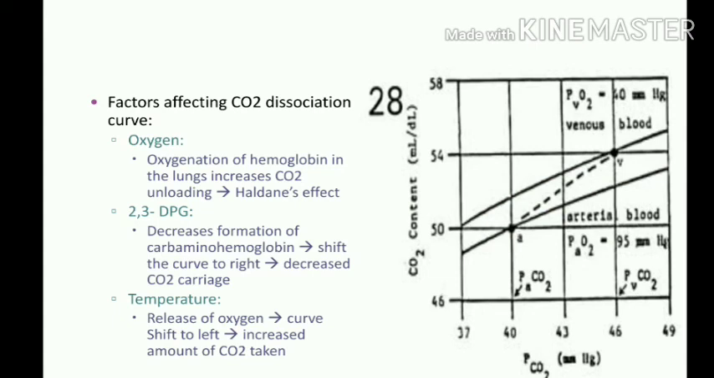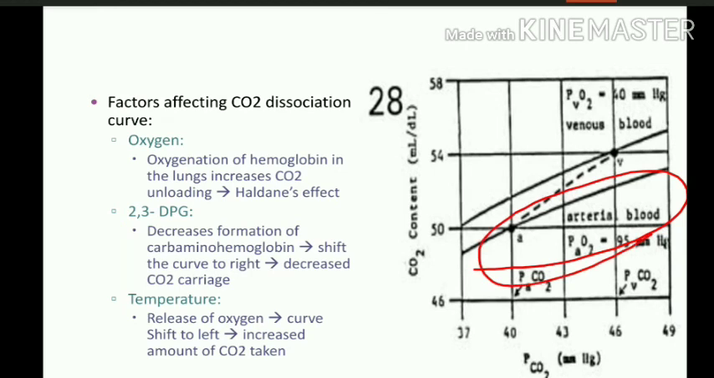Now, factors affecting the carbon dioxide dissociation curve. First and foremost, that is oxygen. Deoxygenated hemoglobin can load more carbon dioxide than oxygenated hemoglobin. You can see here, this is the curve for arterial blood, this one. It is shifted towards the right side, whereas for the venous blood, the curve is shifted towards the left side.